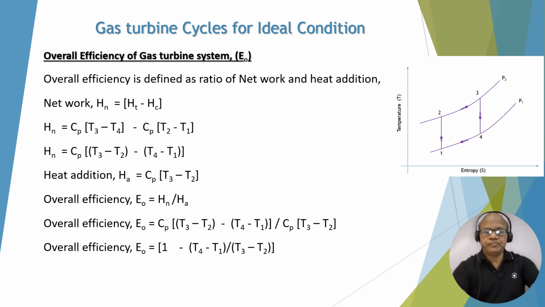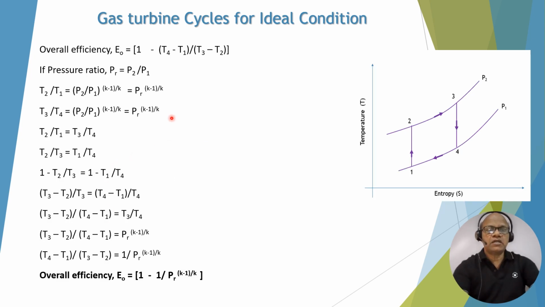So we can write overall efficiency is equal to 1 minus (T4 minus T1) upon (T3 minus T2). In further simplification, we can write pressure ratio PR is equal to P2 by P1. So T2 by T1 is equal to (P2 by P1) to the power (K minus 1) upon K, which is PR to the power (K minus 1) upon K. Similarly, for T3 and T4, for this process we can write the same equation, (P2 by P1) to the power (K minus 1) upon K. Both are the same, so we can write T2 by T1 is equal to T3 by T4.